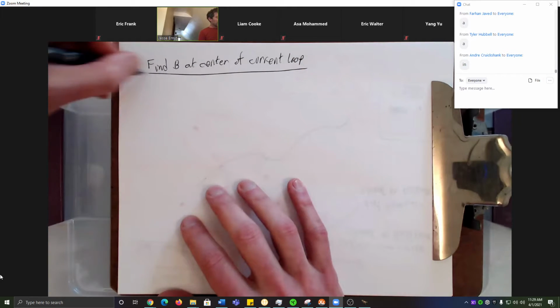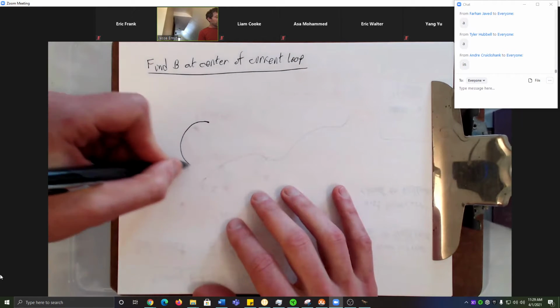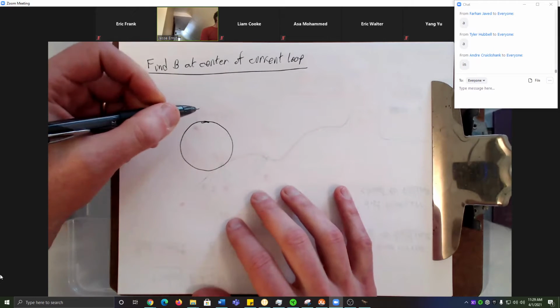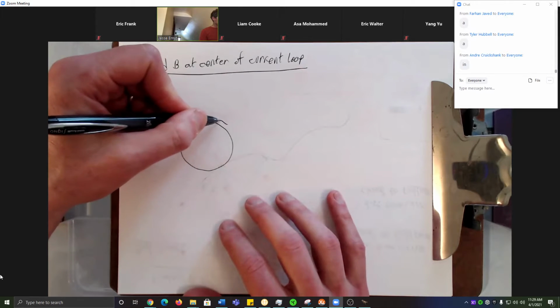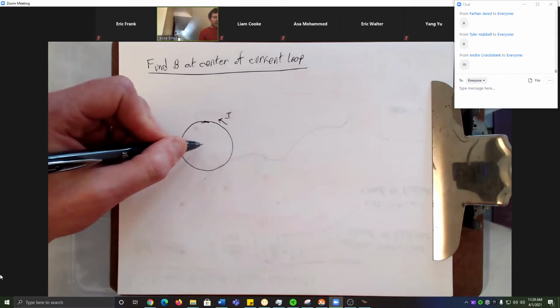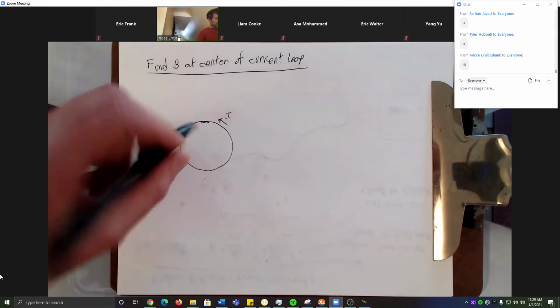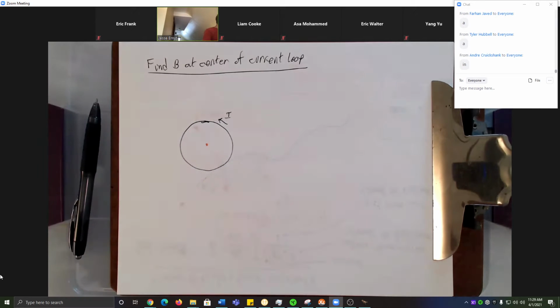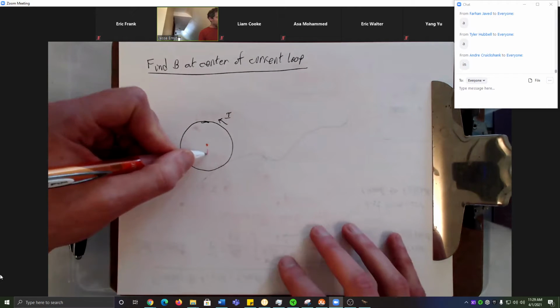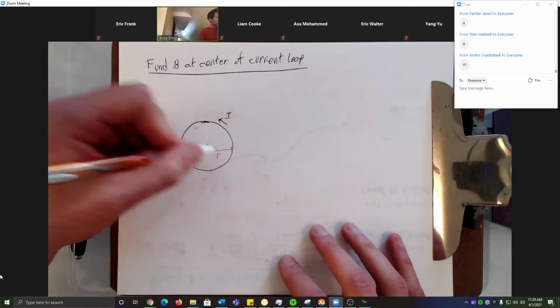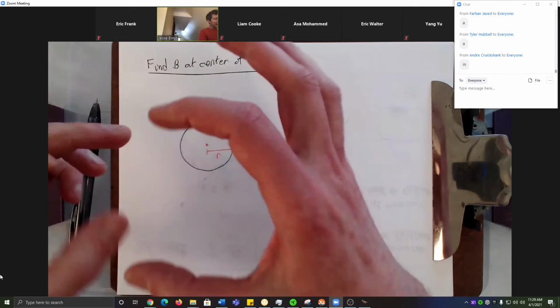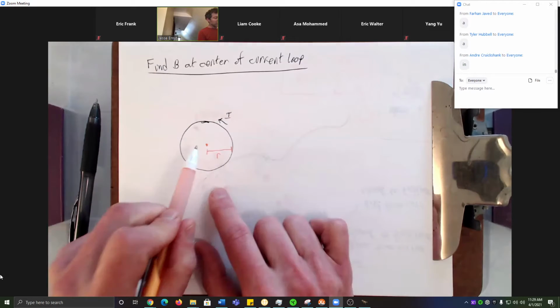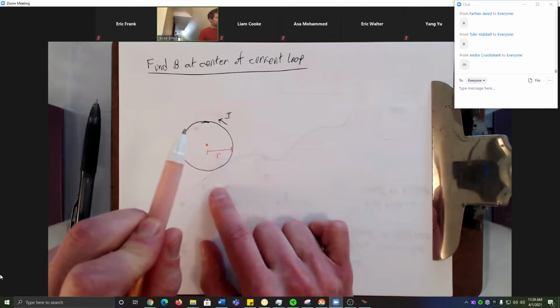All right, so we're just going to have a loop of wire like this, carrying current I. And I want to know the B field here. Let's say this thing has a radius of r. The loop is flat on the page, and this point is also on the page. It's not up here.